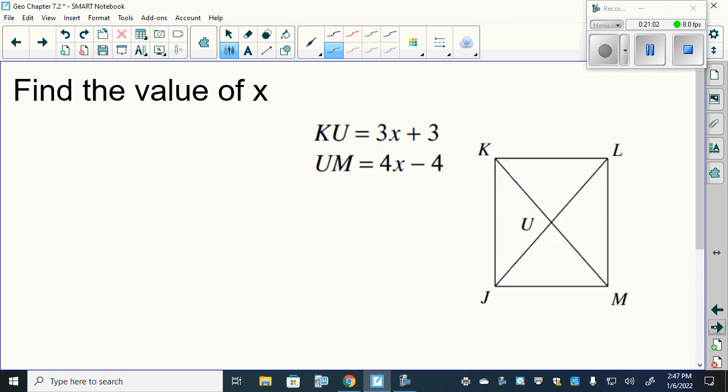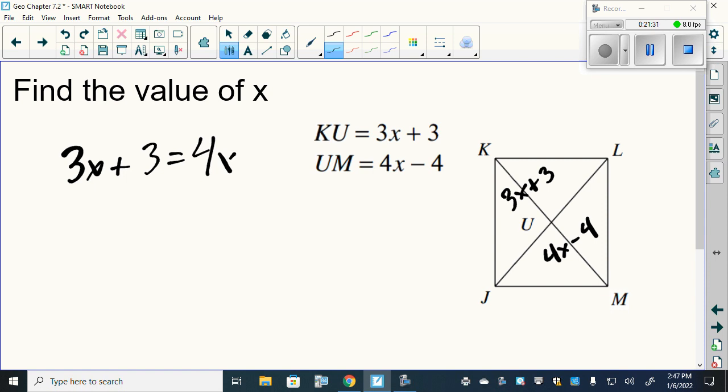And I believe we have one last one, and that one's this here. Now they tell us that KU is 3x plus 3, and UM is 4x minus 4. Now what do we know about these two segments? They're equal to each other. So we can just set these two equations equal: 3x plus 3 equals 4x minus 4.